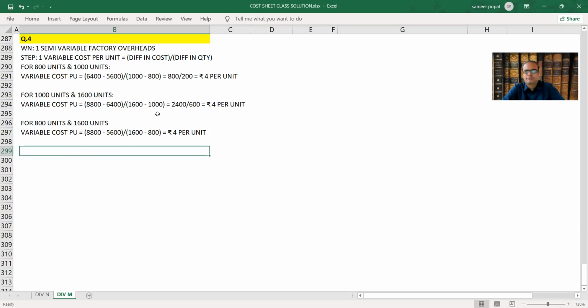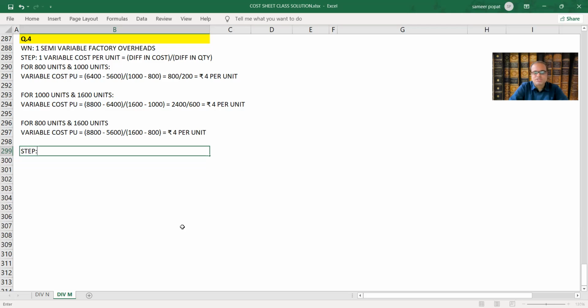So there is no need to compare all three. You can compare only any one in your exam. But just for knowledge and just for clarity, I've taken all three comparisons. In exam, you need to show only one. Either 800 or 1000, or 1000 or 1600, or 800 or 1600. Any one you can compare. In all three cases, you will get the same answer.